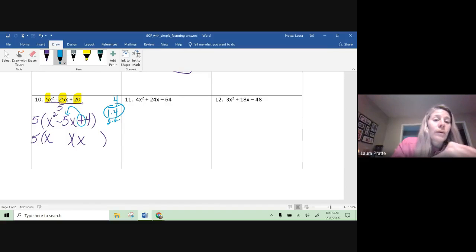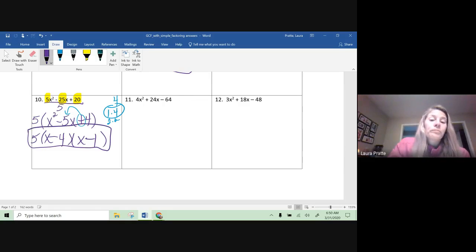So 1 and 4 would add up to get 5. Because it's an addition sign at the end, the signs are going to be the same. The 5 tells me that they're both going to be negative. So this would be my answer for that one. And then finally, we're going to do number 11 here.